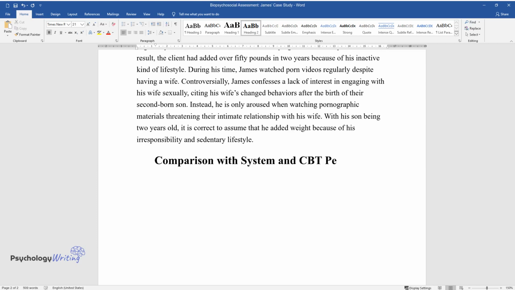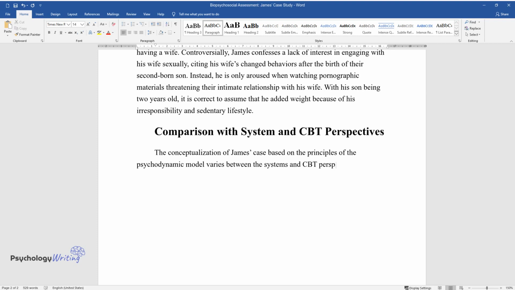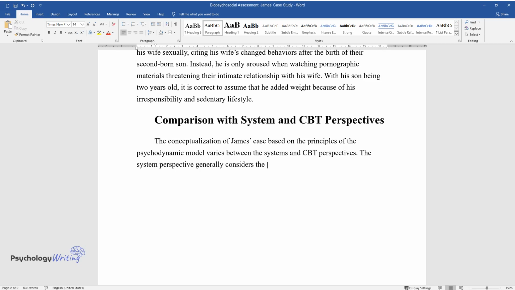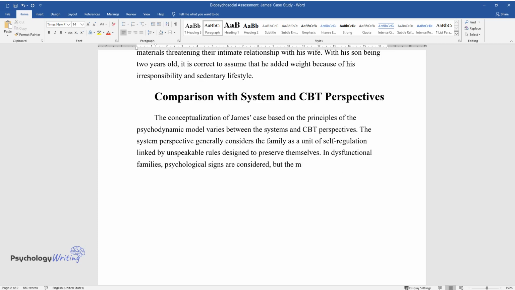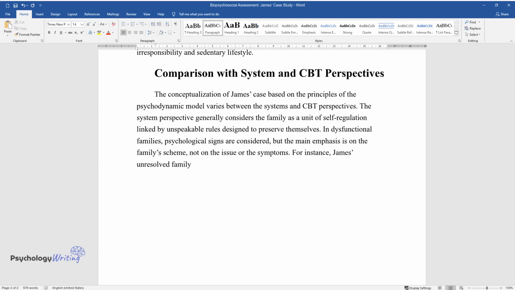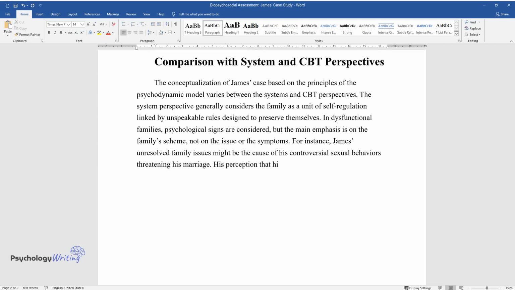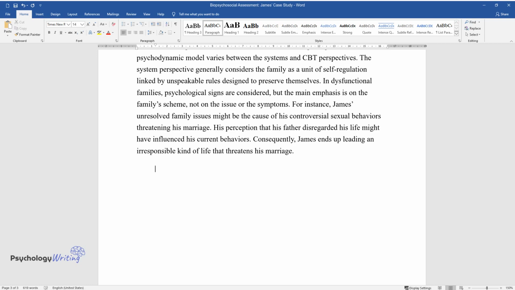Comparison with systems and CBT perspectives. The conceptualization of James' case based on the principles of the psychodynamic model varies between the systems and CBT perspectives. The systems perspective generally considers the family as a unit of self-regulation linked by unspoken rules designed to preserve themselves. In dysfunctional families, psychological signs are considered, but the main emphasis is on the family's scheme, not on the issue or the symptoms. For instance, James' unresolved family issues might be the cause of his controversial sexual behaviors threatening his marriage. His perception that his father disregarded his life might have influenced his current behaviors. Consequently, James ends up leading an irresponsible life that threatens his marriage.